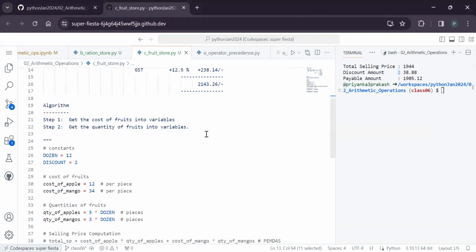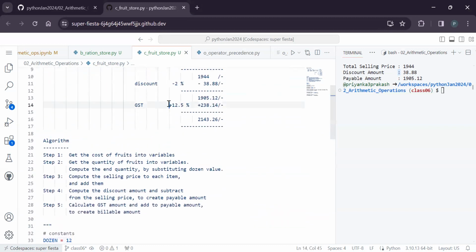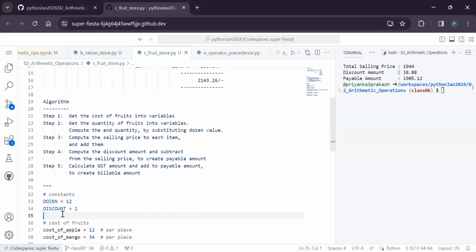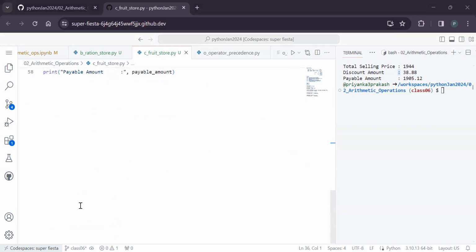So in terms of the algorithm, if you see here, we got the items, we got the quantity, selling price, we added, discount we added, and we subtracted, we got it. Finally, we need to calculate the GST amount and add it. So with this, we will understand fully. GST is like 12.5%. So GST is also a constant, so I'll write GST is equal to 12.5. See, like this, I wrote all the constants and I want to use them within my code.